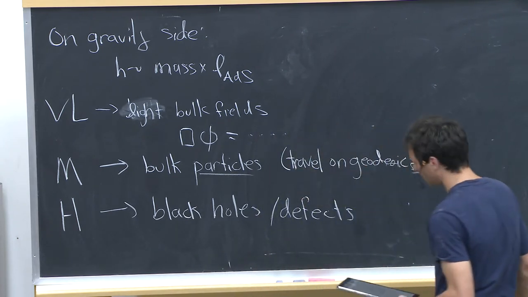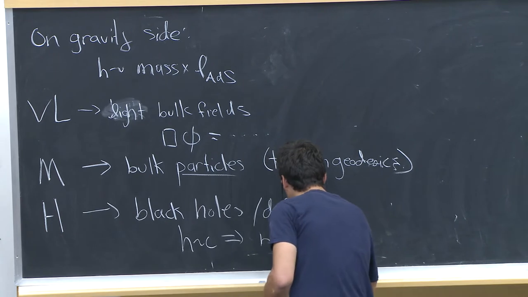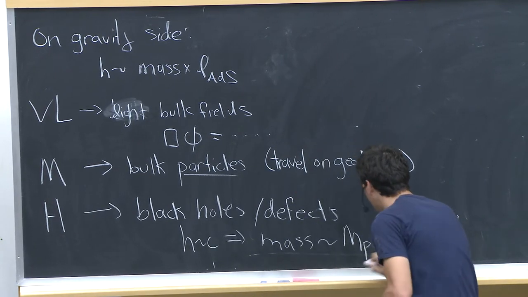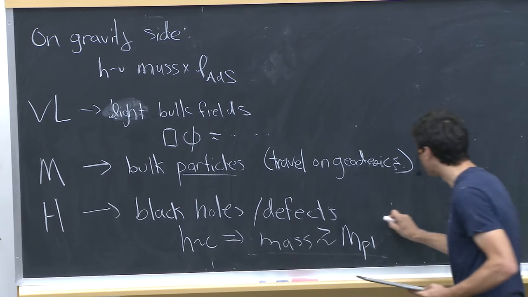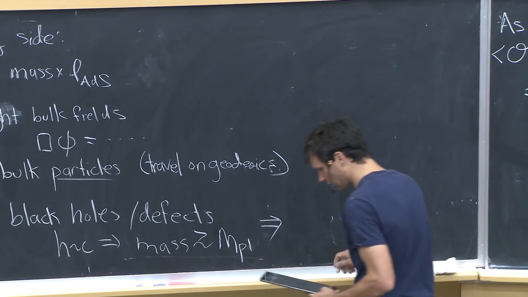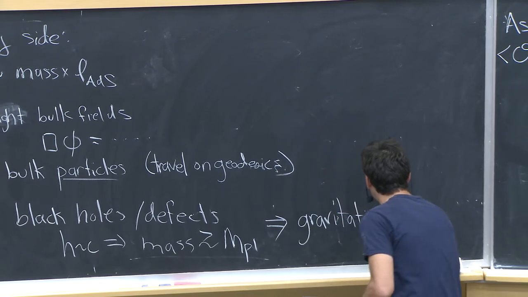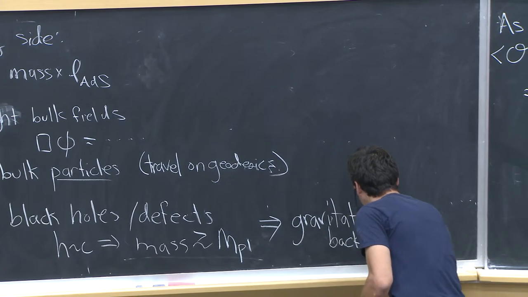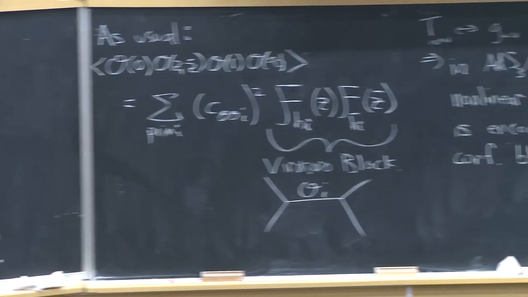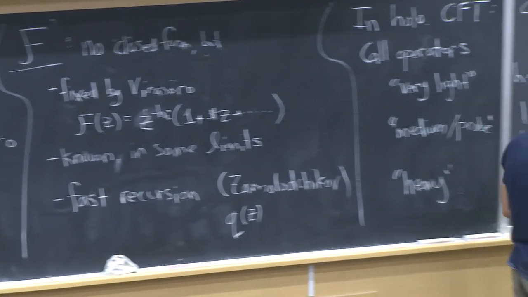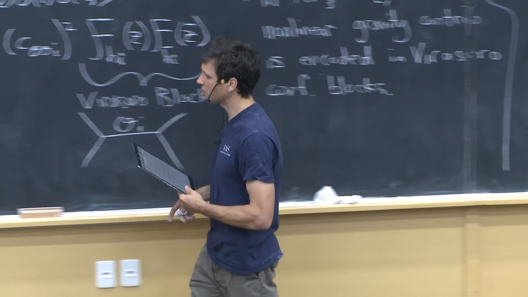Or defects, because if H is order c, that means that the mass is of order the Planck mass or much bigger than the Planck mass. And if you have something that massive in your gravity theory, this is going to have gravitational back reaction. So the heavy operators will be dual to non-trivial geometric backgrounds like black holes and defects, things where the metric responds to the presence of that operator.